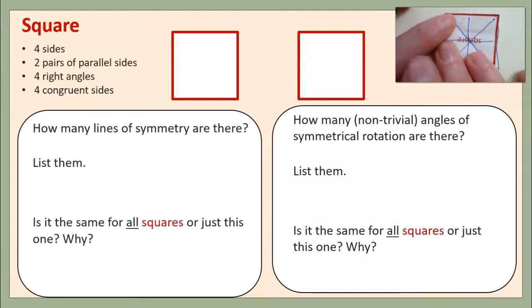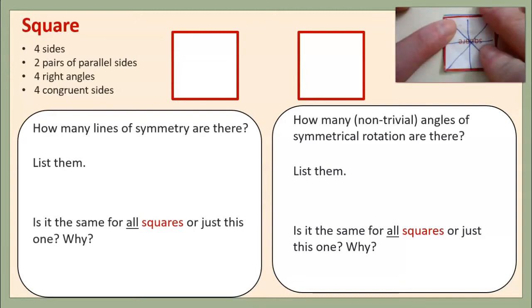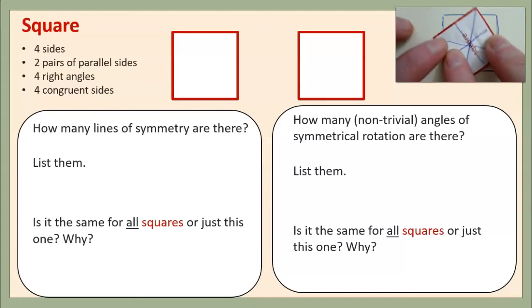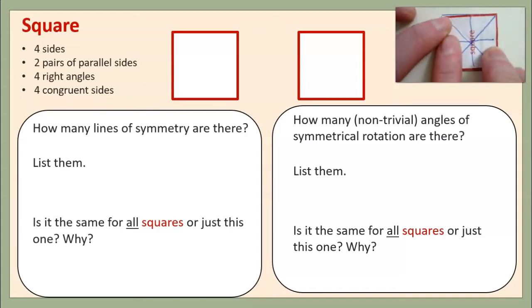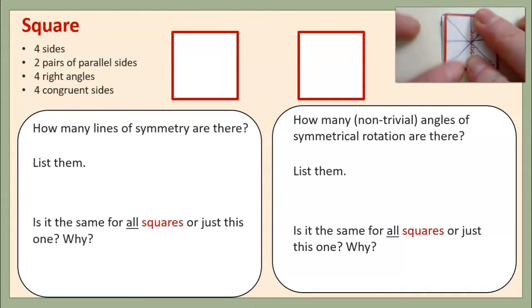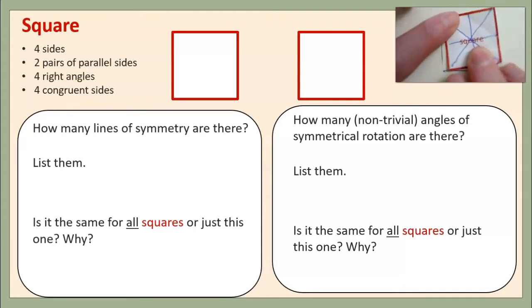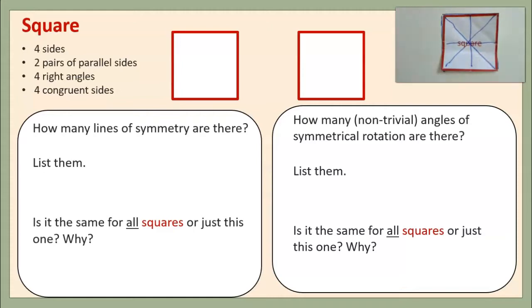There's one. 180 degrees is an angle of rotation. There's another one, 270. And we're back to the beginning. 360 is a valid angle of rotation. We just call it trivial because everything is going to map onto itself when you rotate it 360 degrees because that's a full circle. Everything gets back to where it was. So we call that trivial, we don't count it.